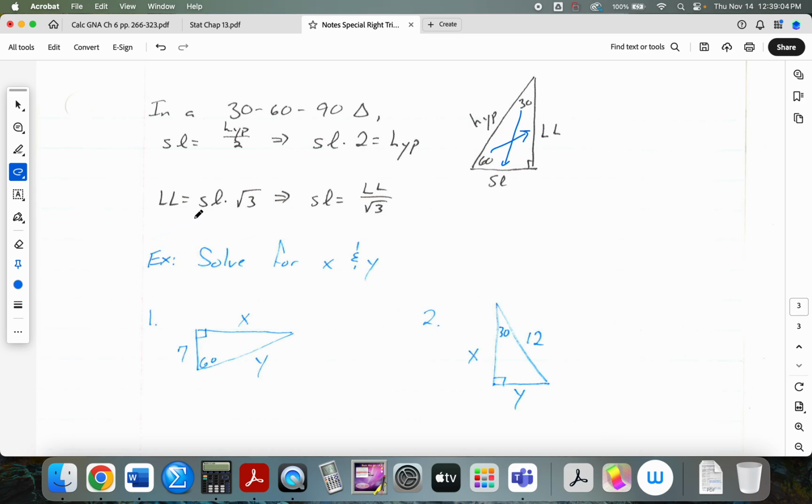The long leg is equal to the short leg times the square root of 3. That's what we got when we did that pattern. But turning that around then, the short leg times 2 should give you the hypotenuse. And the short leg will be equal to the long leg divided by the square root of 3 if we're going in that direction.